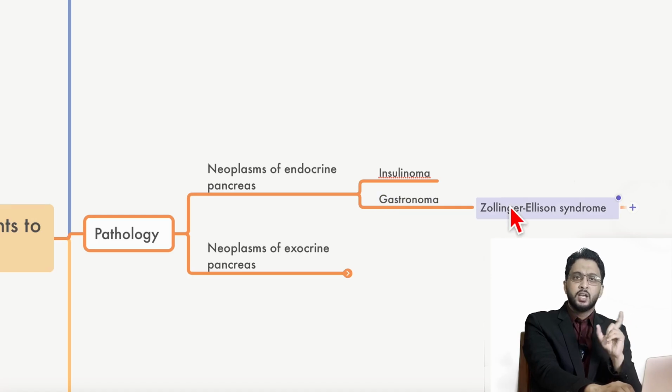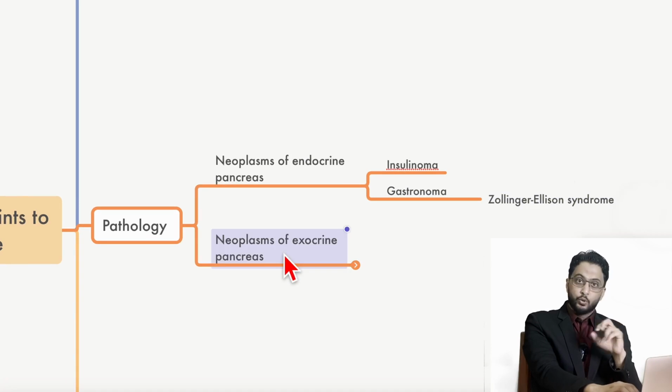And there is another name which you might have come across: Zollinger-Ellison syndrome. Okay, I'm not going to that part of it. Let's focus on the exocrine system.